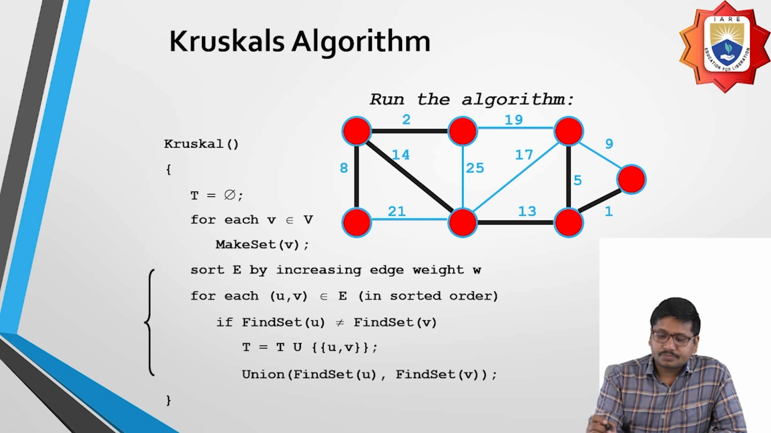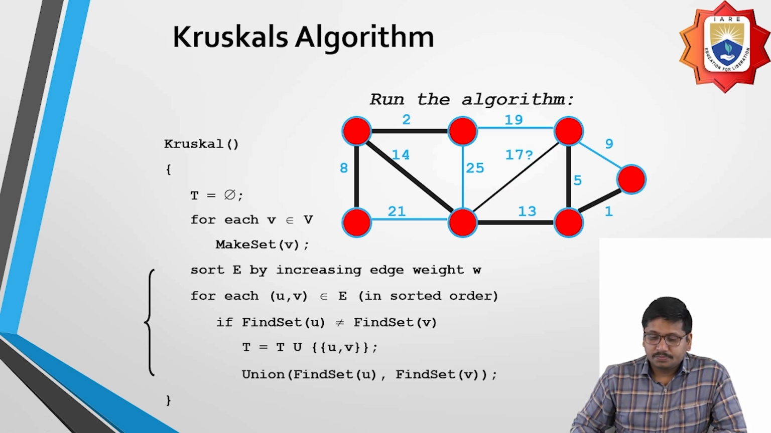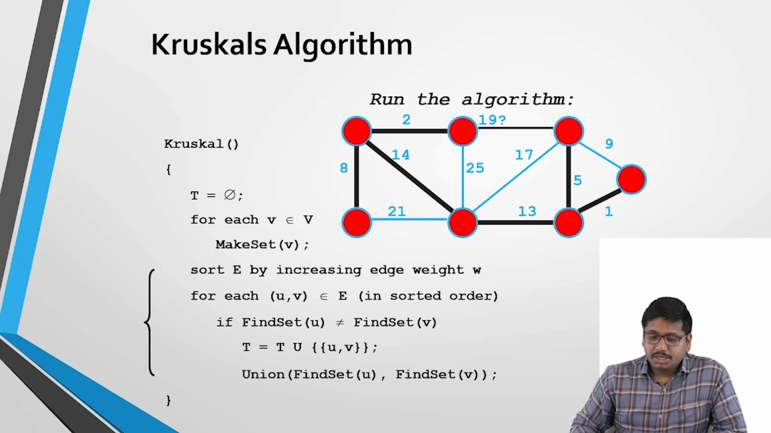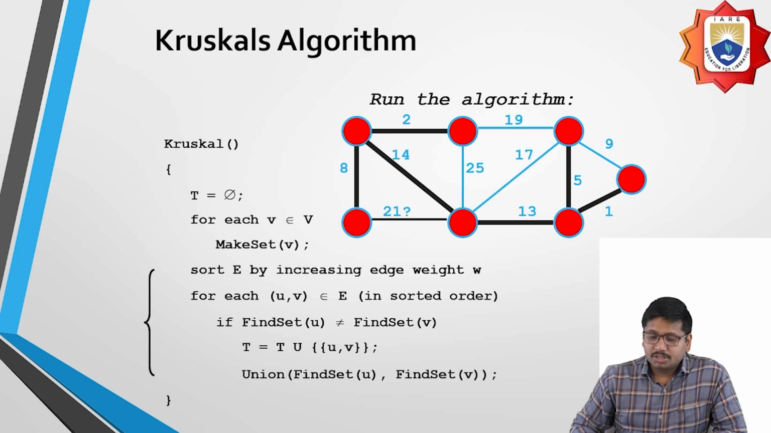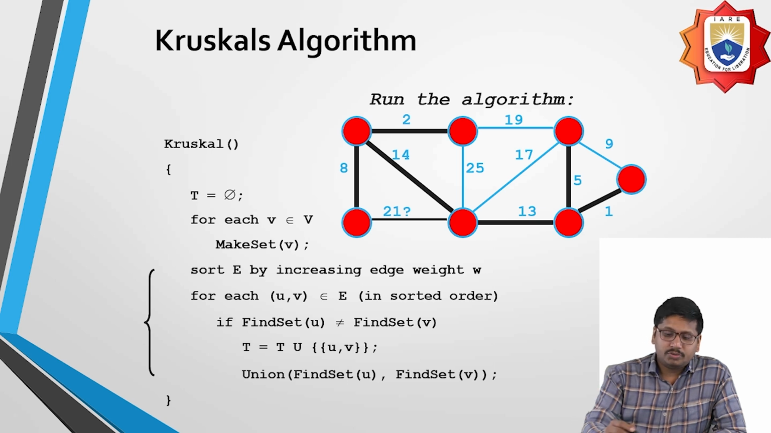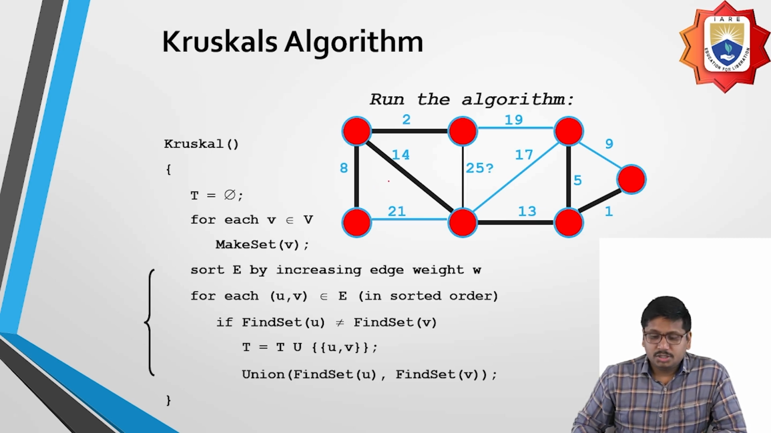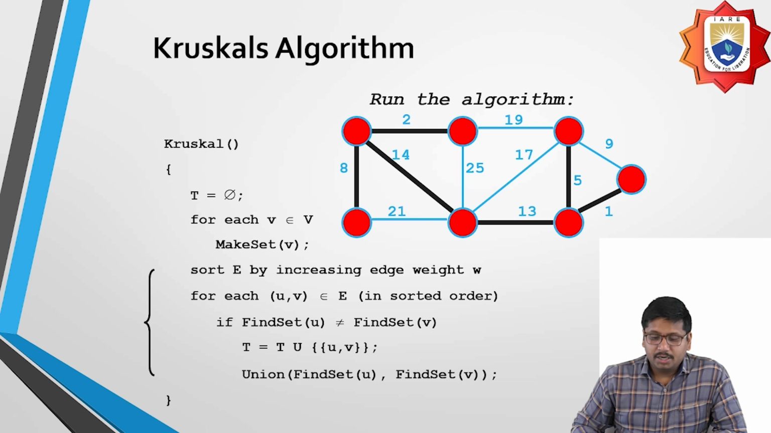And then after 17, it should be 19. If I construct this, it is also going to form a cycle. So this one is also not going to be selected here. And then the next one is 20. 19 is not possible, it forms a cycle. And the next one is 21. So 21 is also going to form a cycle, so it should not be added.